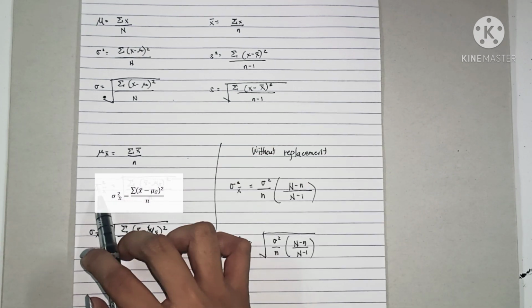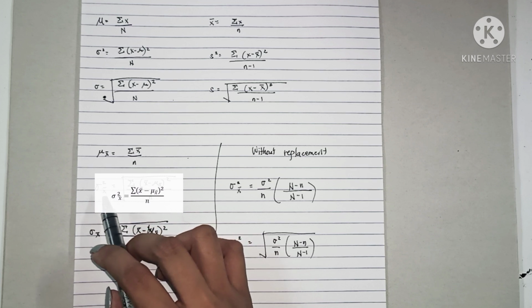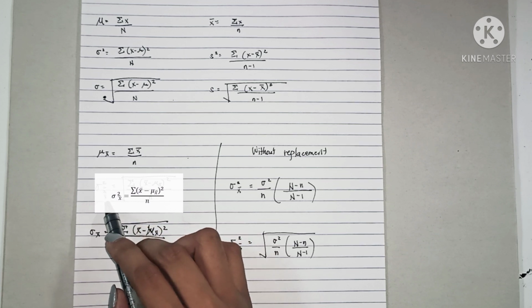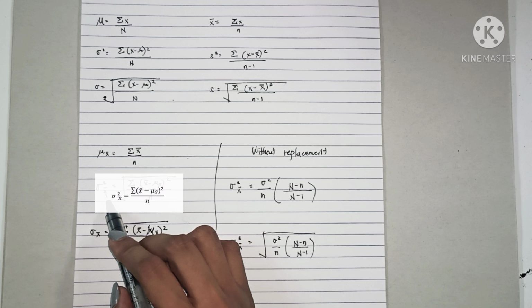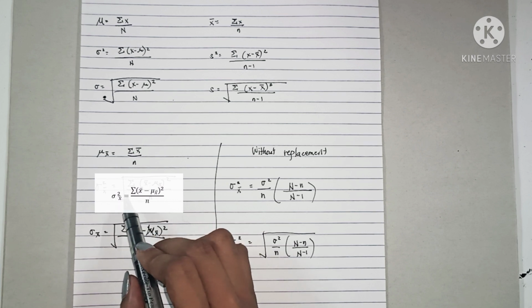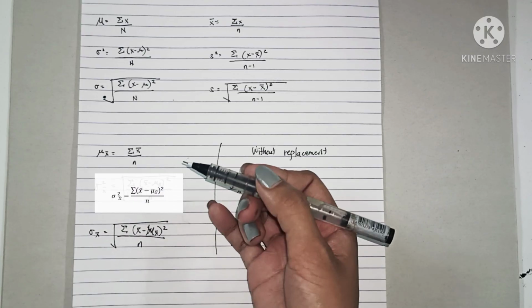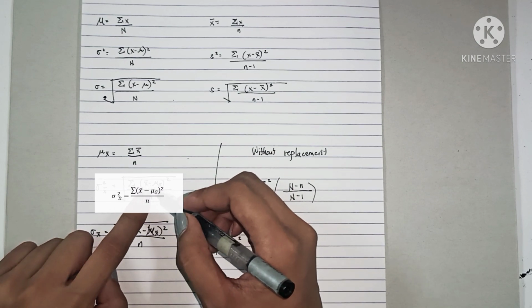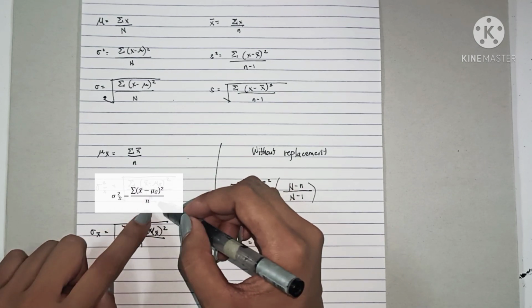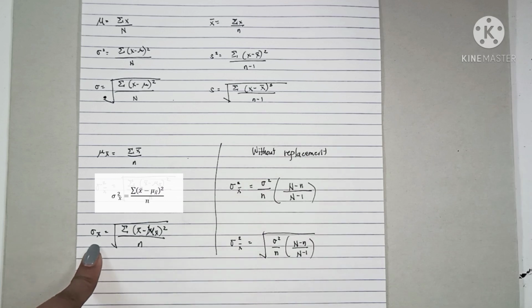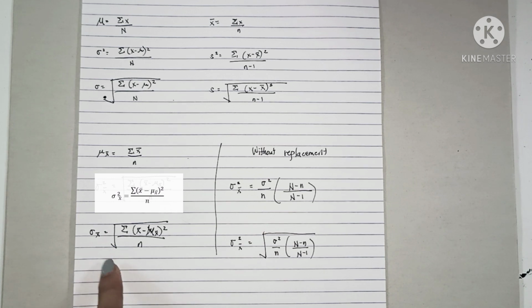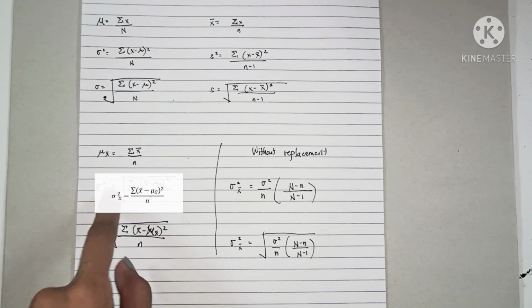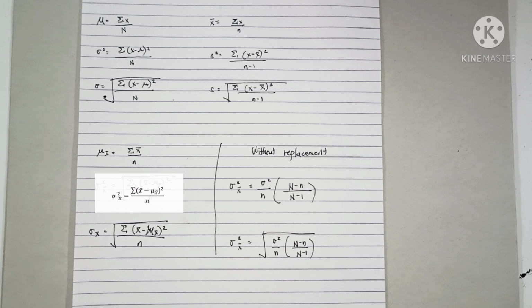And we have sigma squared sub x bar, or the variance of a sampling distribution of sample means, that is equal to summation of quantity x bar minus mu sub x bar squared over n. And for the standard deviation of a sampling distribution of sample means, so just simply get the square root of the variance. Okay?